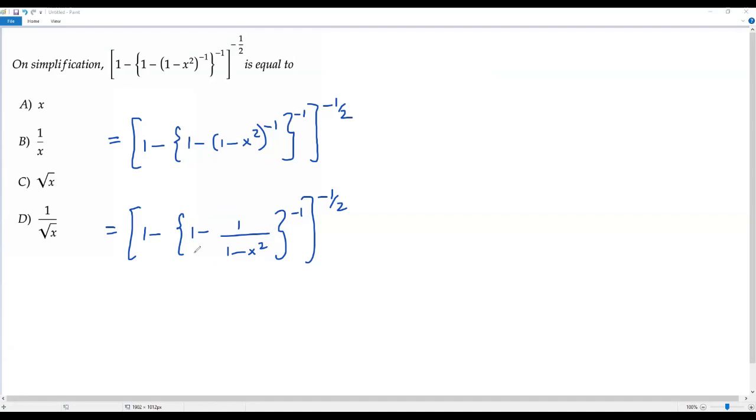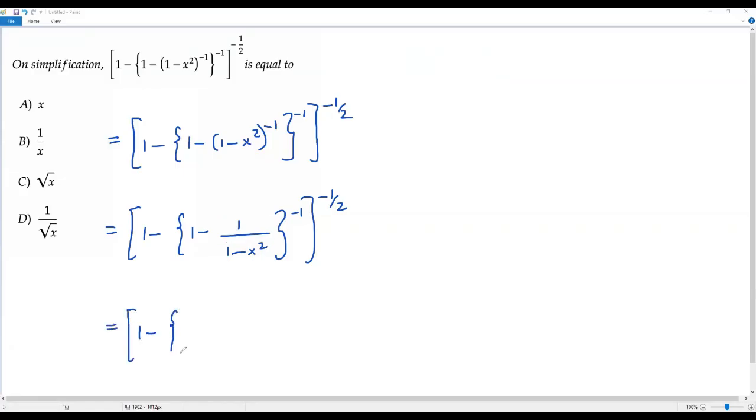Now we can simplify what we have inside the braces. Here we have an integer and a fraction. Whenever I add or subtract an integer and a fraction, I have to multiply the integer by the denominator of the fraction. Once I'm done with the multiplication, I can take 1 − x² as a common denominator. Let me do it in the next step.